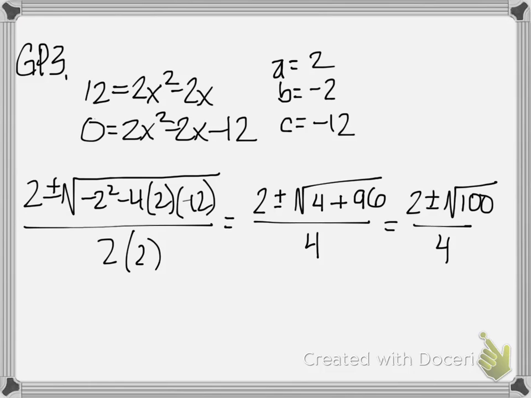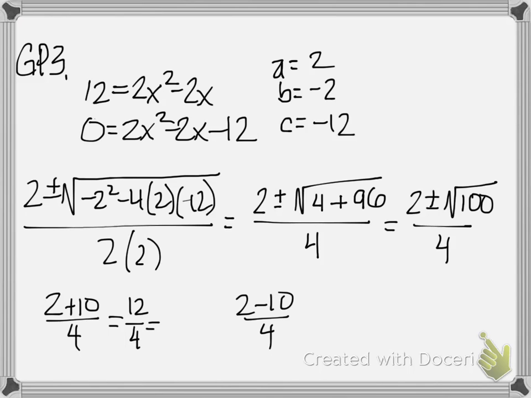Now we can split that two ways because the square root of 100 is 10. So that's 2 plus 10 over 4 and 2 minus 10 over 4. That's 12 fourths, which gives us 3, and this is negative 8 fourths, which is negative 2. So our two answers are x is equal to 3 and x is equal to negative 2.